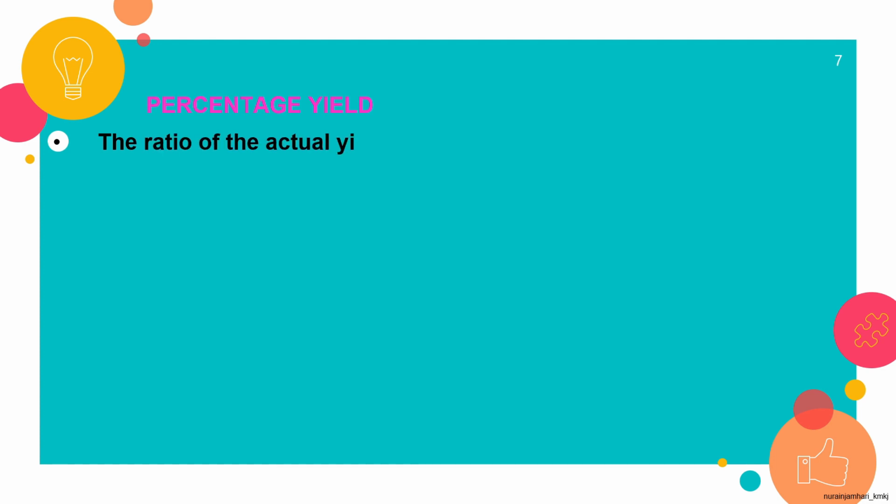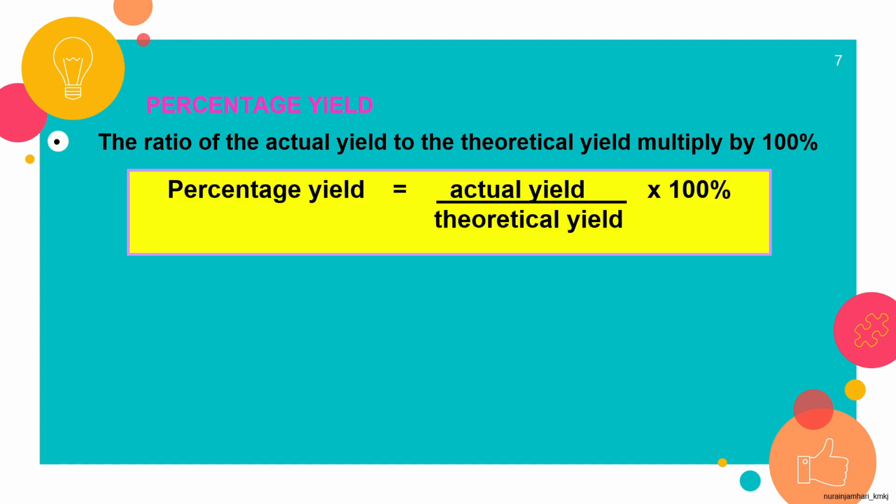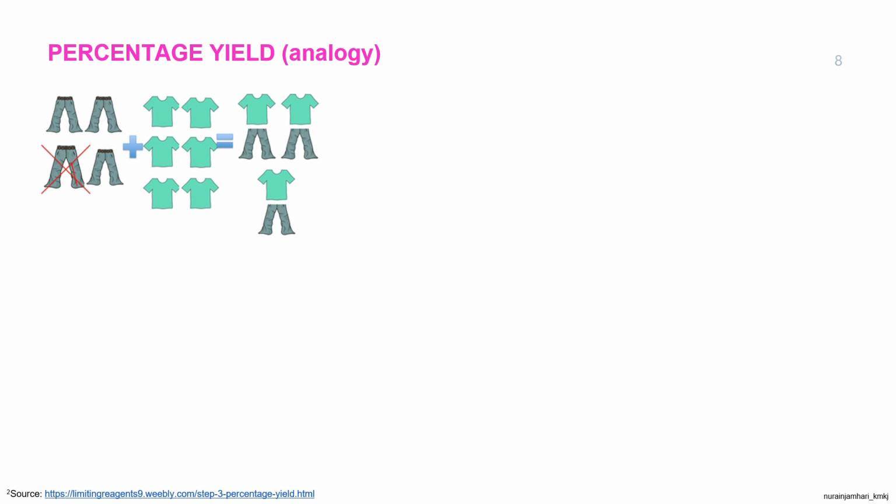The definition of percentage yield: the ratio of the actual yield to the theoretical yield multiplied by 100%. It's called percentage yield. This is an analogy of percentage yield.